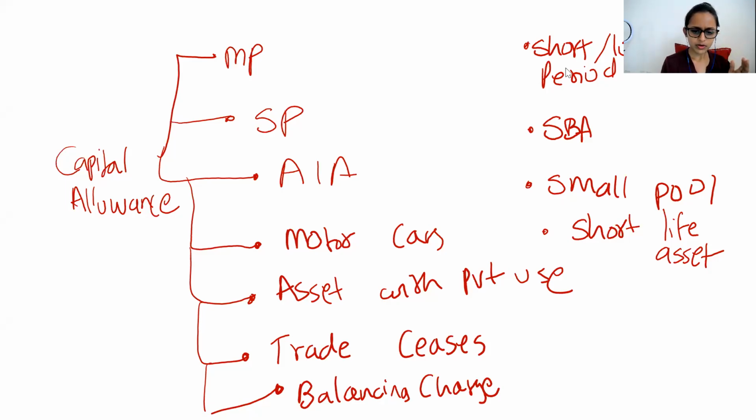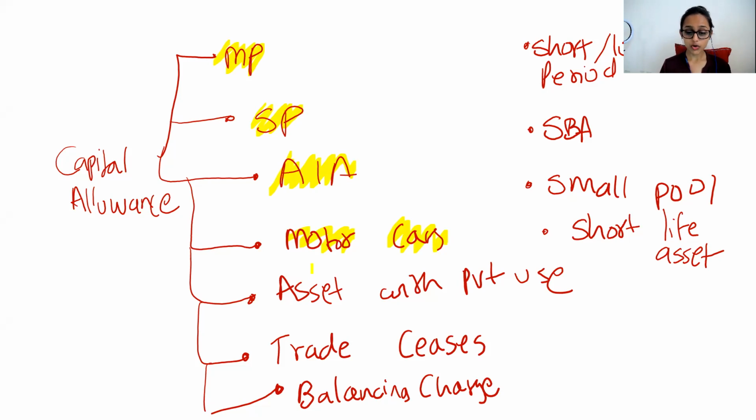Now, speaking about main pool, remember by default, all the assets go to the main pool, disposal or purchase. Disposal, remember, is the lower of the disposal value and the cost. We discussed special pool and AIA, the amount is 1 million, and the 1 million gets split into smaller amounts if it is longer or shorter periods. Don't forget that. Then motor cars do not qualify for AIA. I've already mentioned the different types of motor cars.